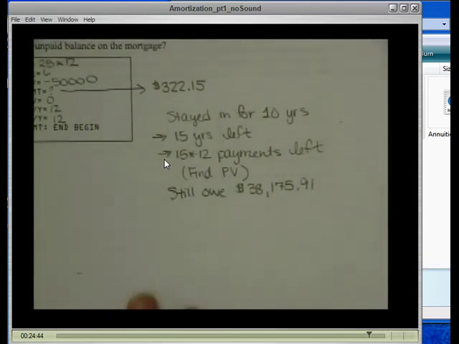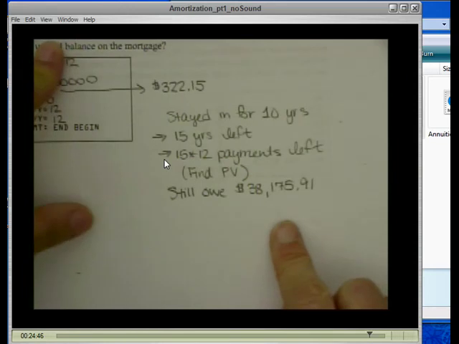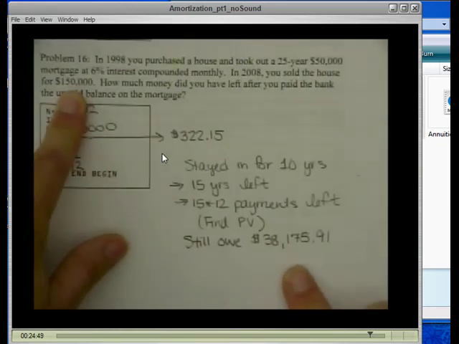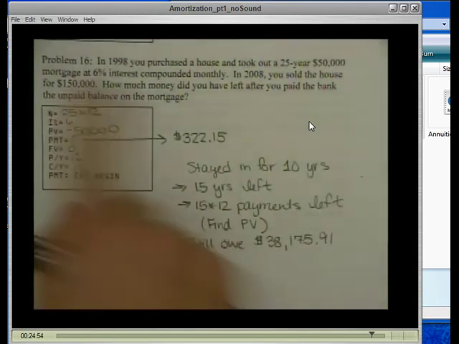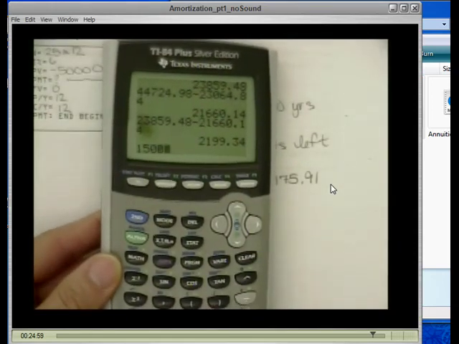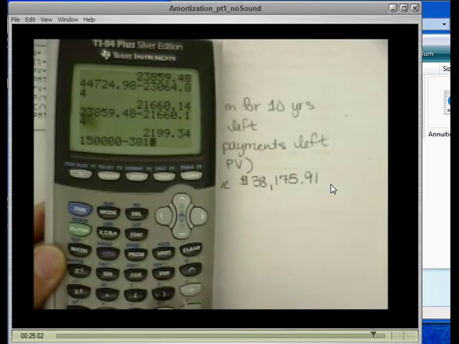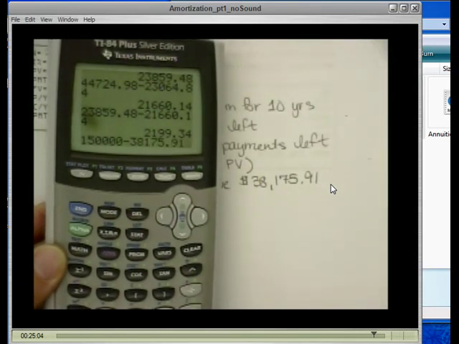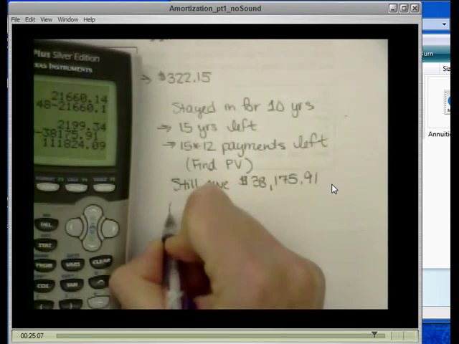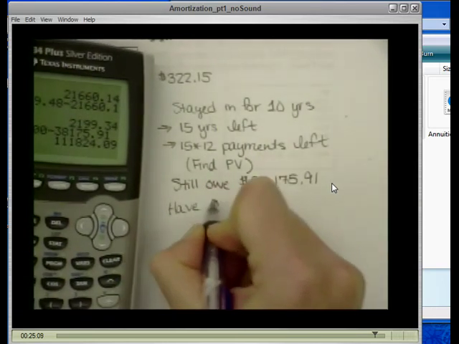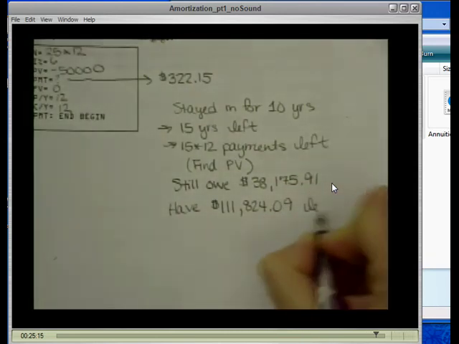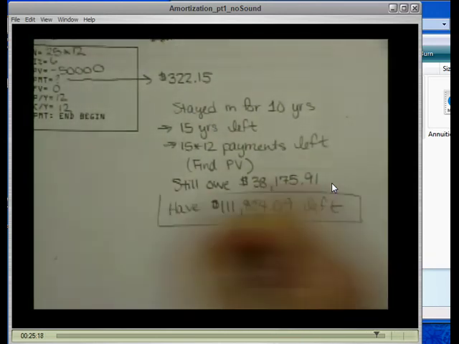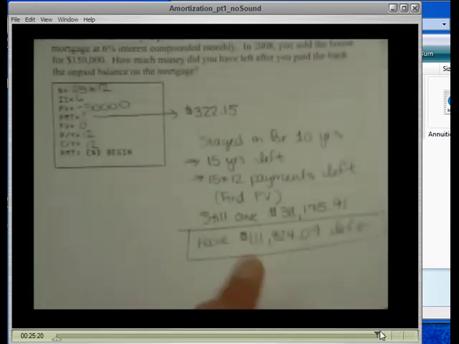So that's what we still owed on the house, but we sold it for $150,000. So how much money do we have left then? Or how do we figure that out? Well, we just do $150,000 minus what we owe. So almost $112,000 is what we profited. So $111,824.09. Okay, and then I think I just stop there.